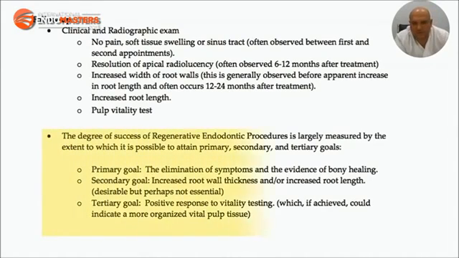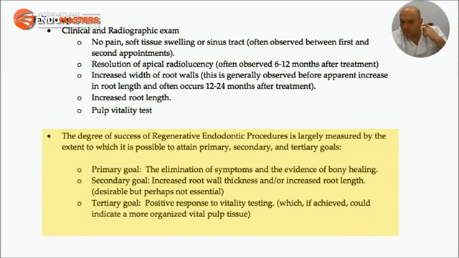And according to the American Association of Endodontists, the degree of success of regenerative endodontic procedures is largely dependent on the extent to which it is possible to attain primary, secondary, and tertiary goals. Your primary goal is always the elimination of symptoms and the evidence of bony healing. The secondary goal is the increased root wall thickening and increased root length, and your tertiary goal is the positive response to vitality testing. These were the recommendations of the American Association of Endodontists. You can find this free of charge on the website of the American Association of Endodontists. It's free for everybody.